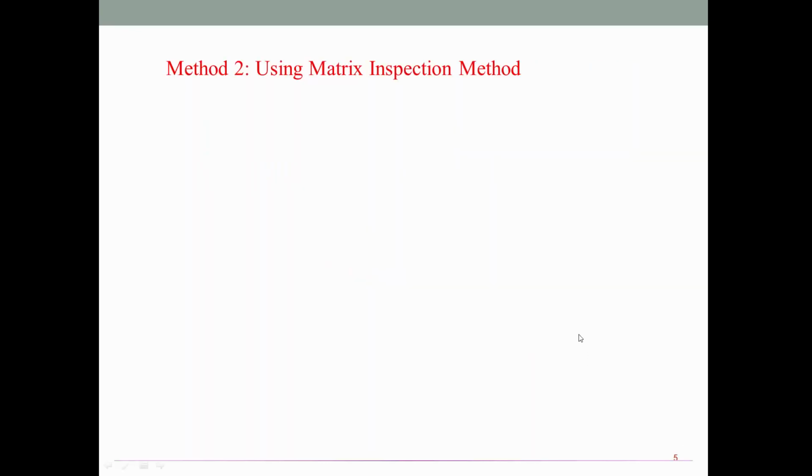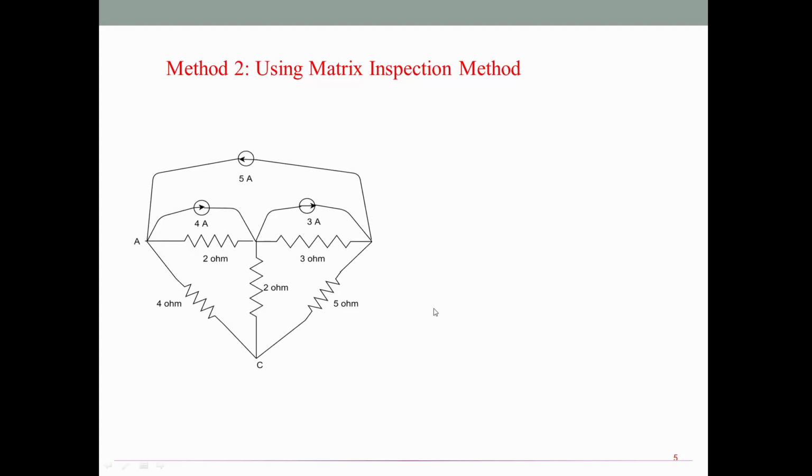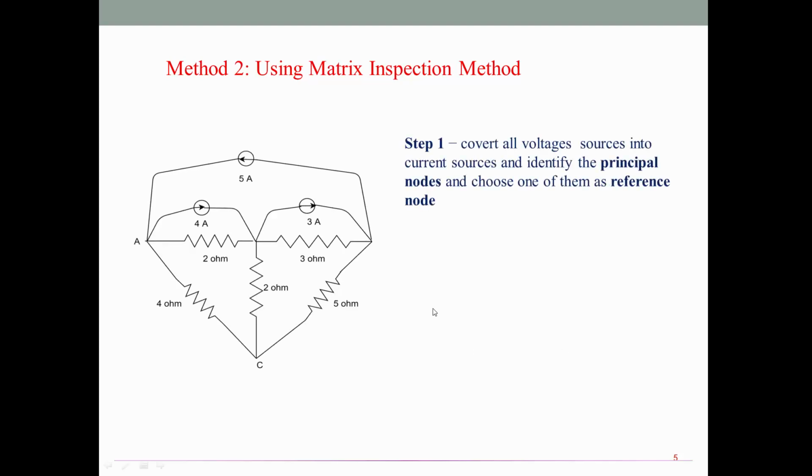Let me move on to method number 2 using matrix inspection method. I'll take the same problem. Step number 1, convert all voltage sources into current sources and identify principal node. Also choose one of them as a reference node. So according to the circuit, there is no voltage sources. So as like previous problem, we can identify nodes. So already we have identified node. Straight away let me fill that.